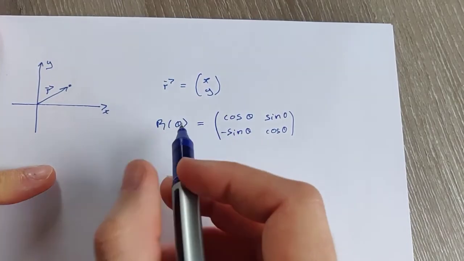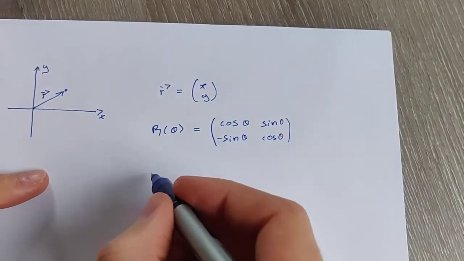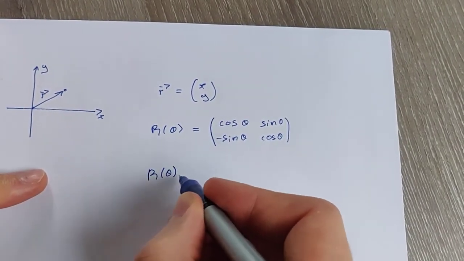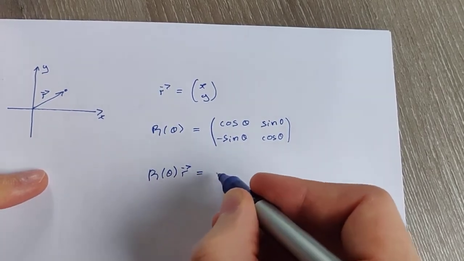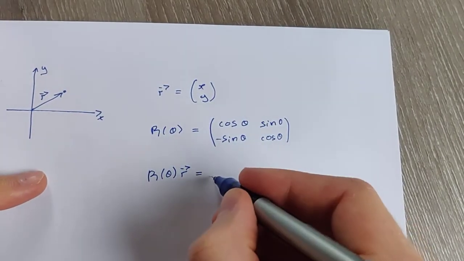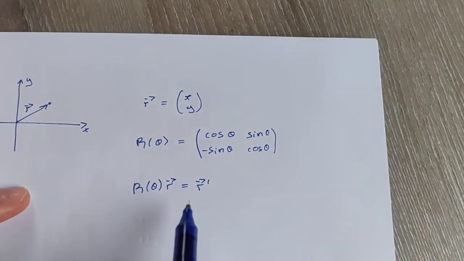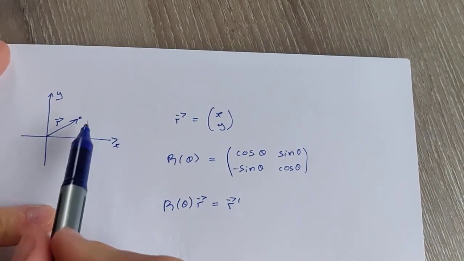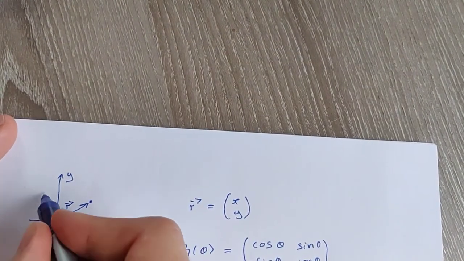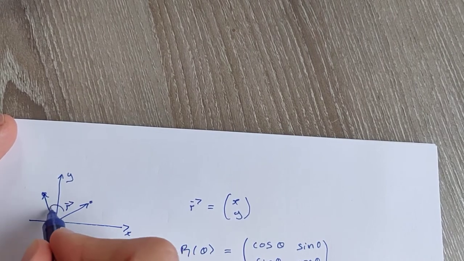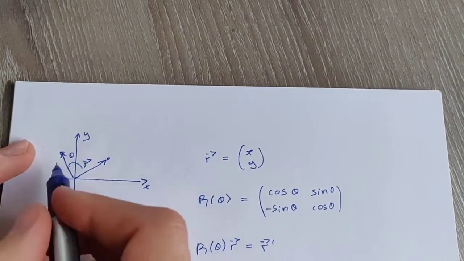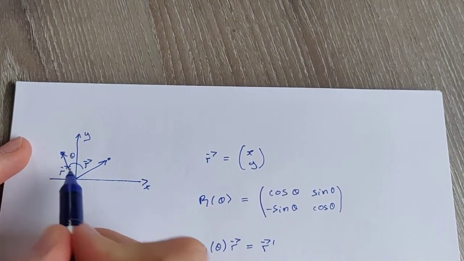Okay. Now, if you take the rotation matrix and you do a matrix multiplication on this vector, you get a new position. That new position will be this point rotated by some amount theta. Okay, that will be this new r prime.